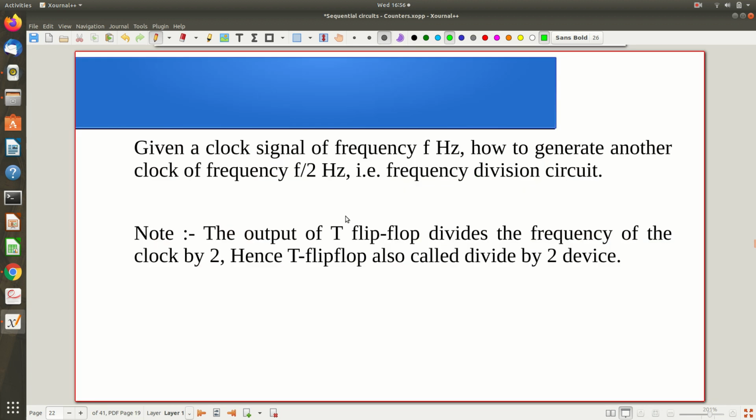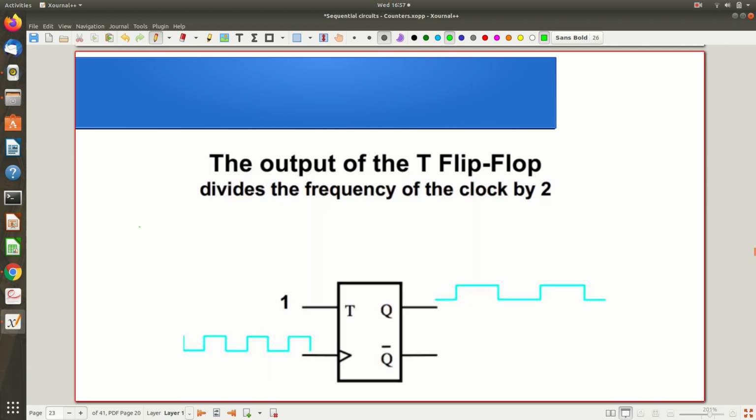So this is our observation. The output of the T flip-flop divides the frequency of the input clock by 2. Hence T flip-flops are also called divide by 2 devices. So it is dividing what? It is dividing the input clock frequency by 2, something like that. So it's a very, very important observation we are having. This is what we have seen when the toggle flip-flop is connected in the toggling mode.